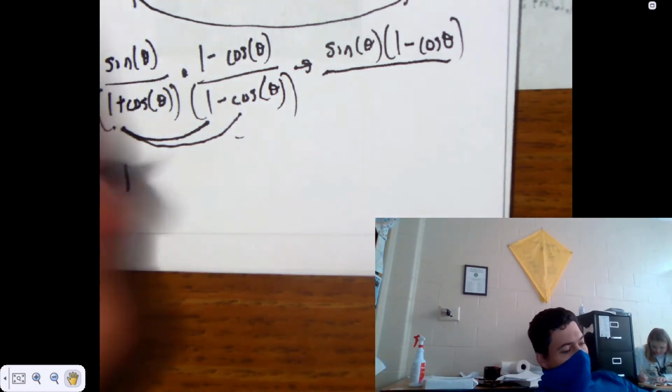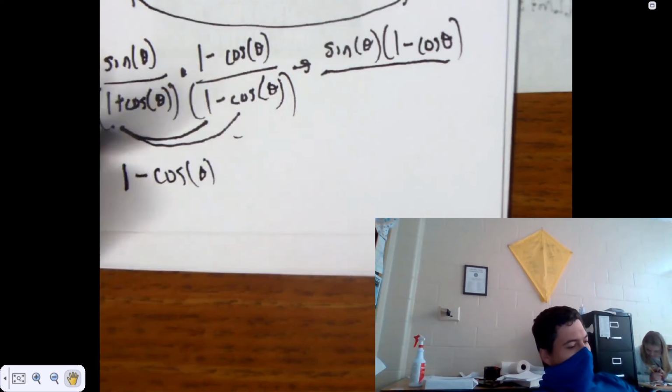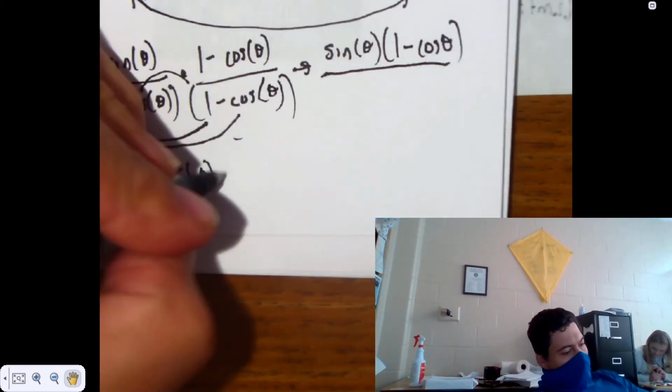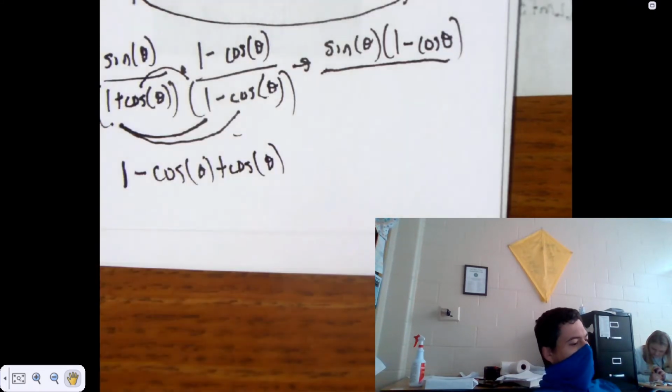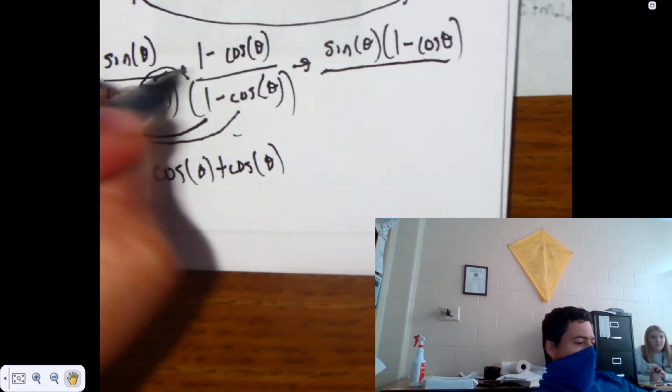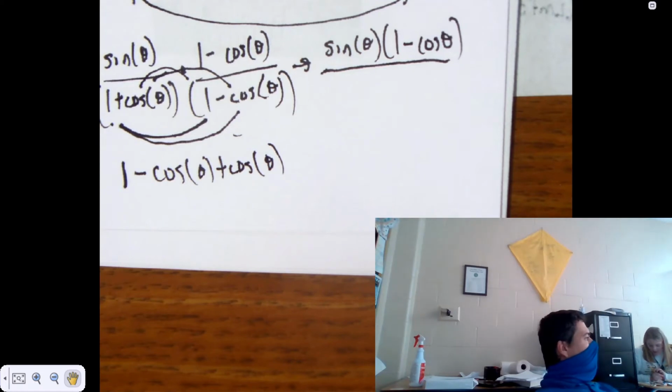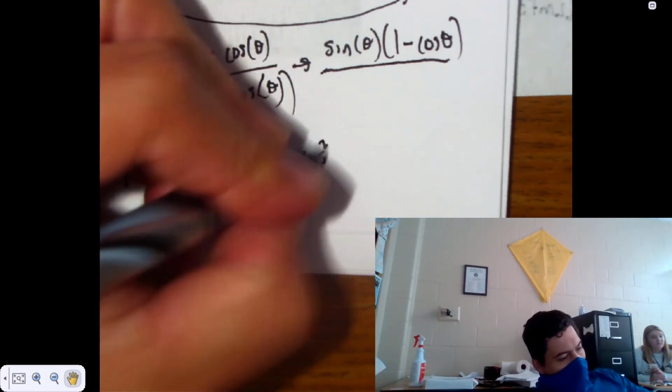1 times negative cosine of theta. 1 times 1 is 1. Here we got a plus a cosine of theta, 1 times a cosine of theta. And last, we have a positive cosine of theta times a negative cosine of theta. What's that going to create for us? You're really close. Squared. It's like x times x. Minus cosine squared of theta.